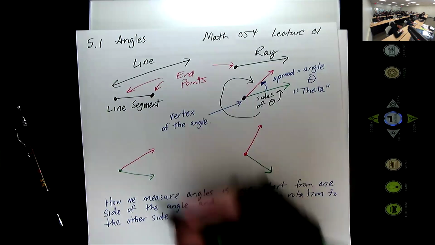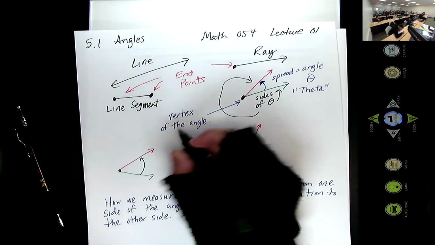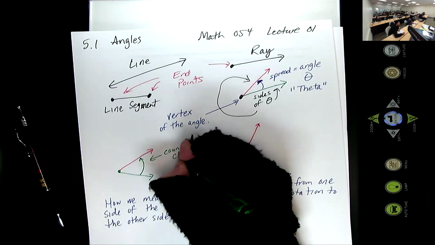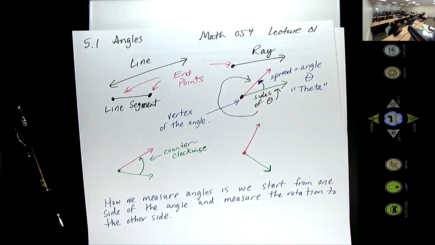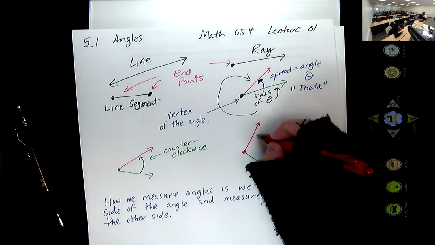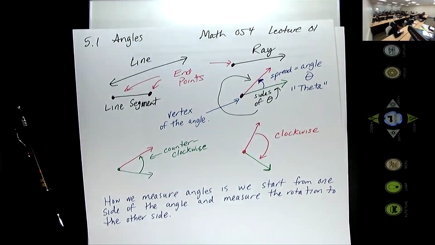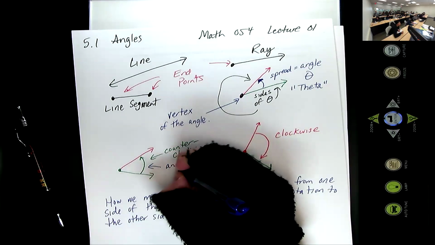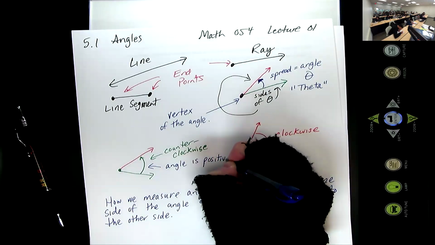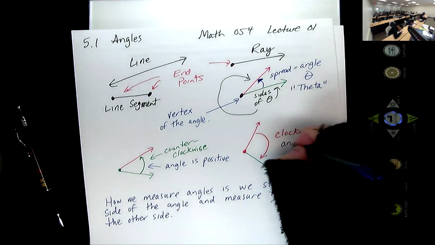So we have two ways we can measure it. I can start one way and go counterclockwise. This is called counterclockwise. Or I could start from this side and rotate that way, and this is called clockwise rotation. It's based on the way the hands on an analog clock, like we have in the back of the room, turn. They go one direction. When it goes counterclockwise, we say the angle is positive, and for clockwise rotation, the angle is negative.